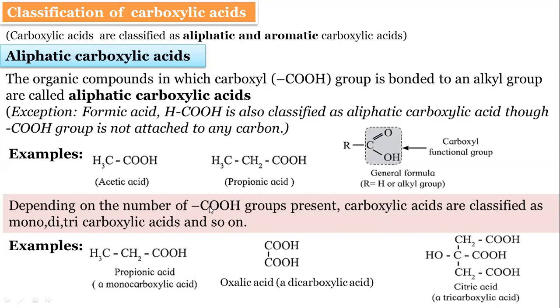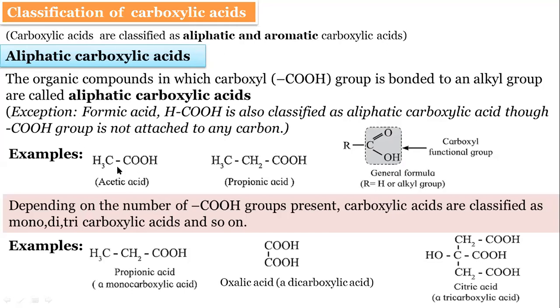classification of carboxylic acids. We already discussed the classification of aldehydes, then the classification of ketones: simple ketones, mixed ketones, aliphatic ketones, aromatic ketones. Like this, carboxylic acids are also classified as aliphatic and aromatic carboxylic acids. The conditions are the same. When the COOH, the functional group of carboxylic acid, is attached to the aliphatic system, meaning R, it is called aliphatic. And when the COOH group is attached to the aromatic system, it is called aromatic carboxylic acid. We will see some examples.